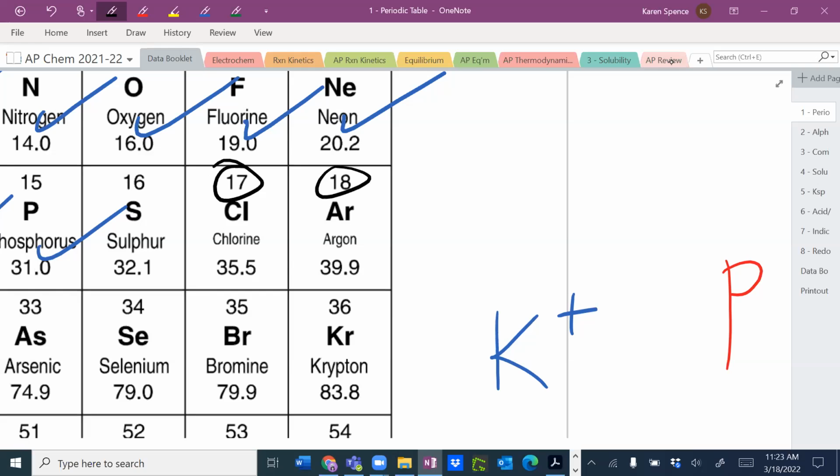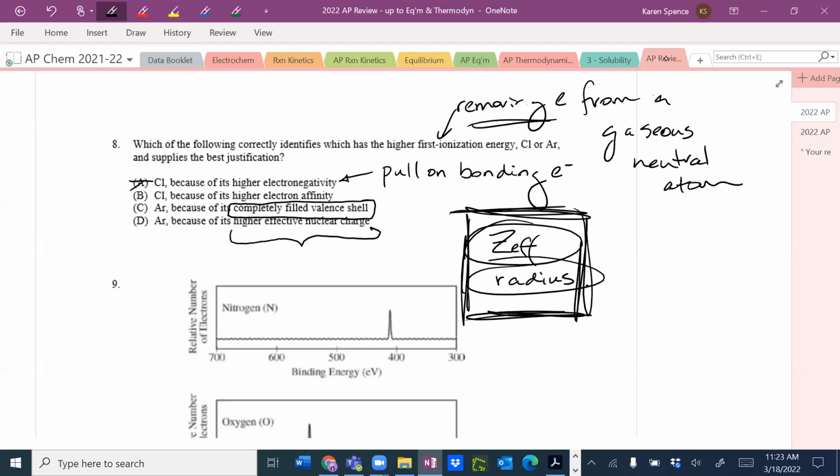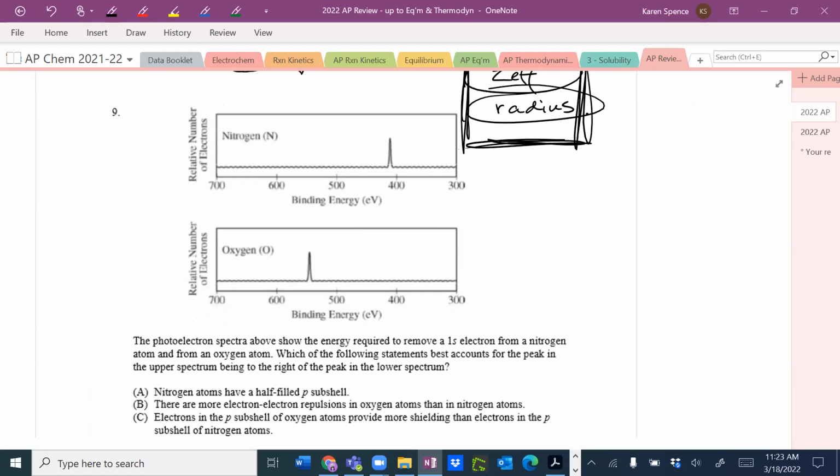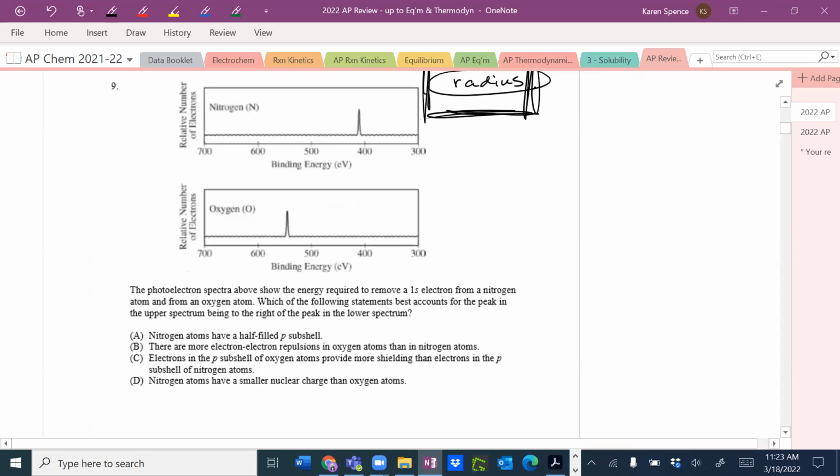Come along. Back to where we go. There we are. That was number 8. And 8 should be D. That's good. Okay. Oh, look, we have a photoelectron spectroscopy question here.